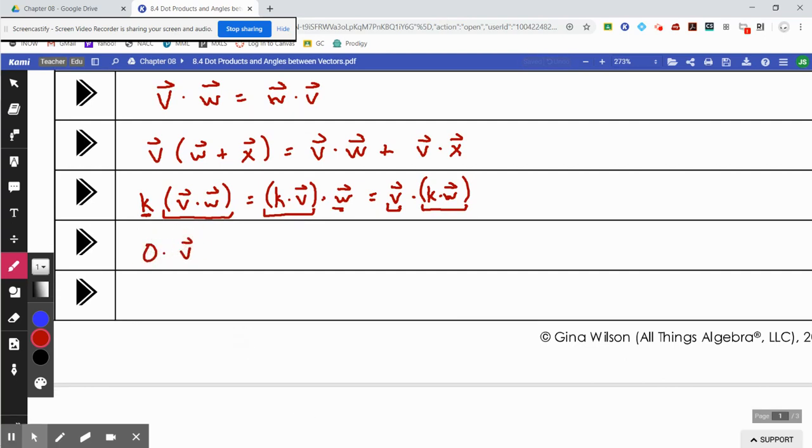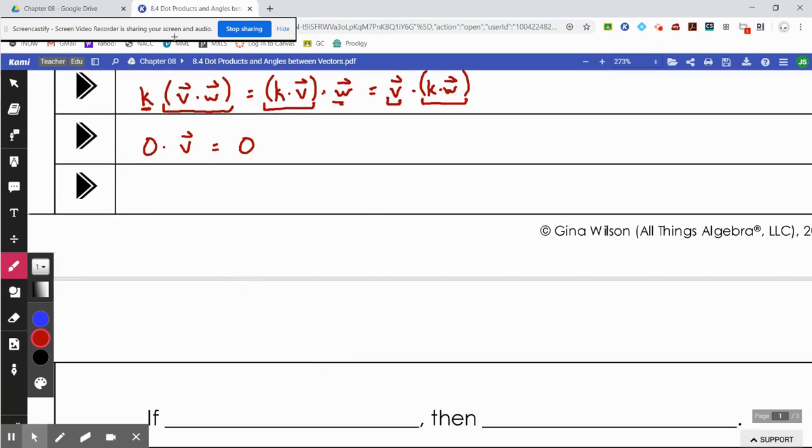Okay, the next one is your zero product property. 0 times a vector is going to equal the 0 vector. And then the last one, and this one's pretty cool. If you dot product a vector with itself, it's going to be the same thing as the magnitude of that vector squared. So that one's going to come in handy a little bit down the road.